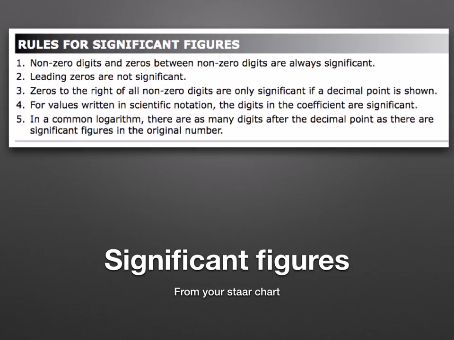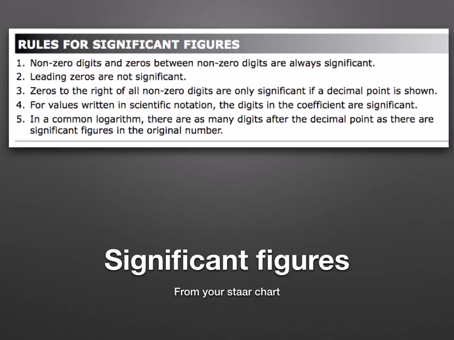Now in your formula chart, you will find rules for significant figures. This is on your STAR chart. Non-zero digits and zeros between non-zero digits are always significant. So what that means is, if you have numbers like 1, 2, 3, 4, 5, 6, 7, 8, 9, those are all significant. If I have the number 101, that zero is significant because it's trapped between two non-zero numbers.